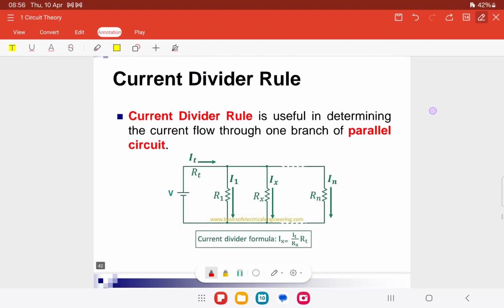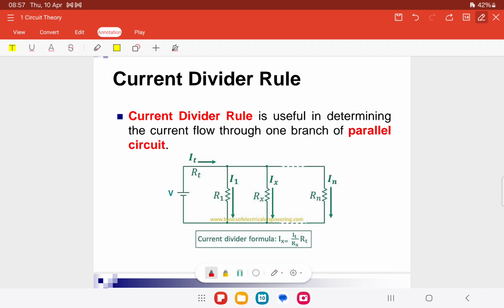Now we go for current divider. If the voltage divider is for series circuits, current divider is another principle used to calculate the distribution of current in a parallel circuit. This one we can relate with the KCL. Unlike the voltage divider, which deals with series circuits, the current divider rule is applicable for parallel circuits. So if we have a parallel circuit, think: parallel uses current divider, series uses voltage divider.